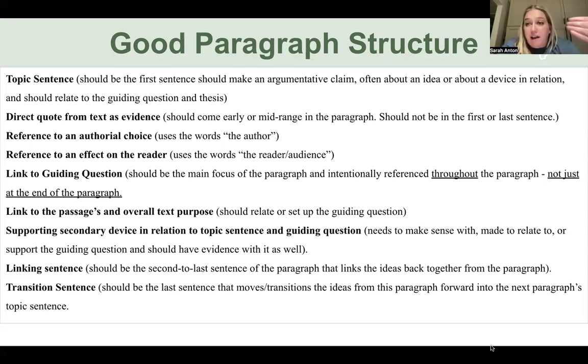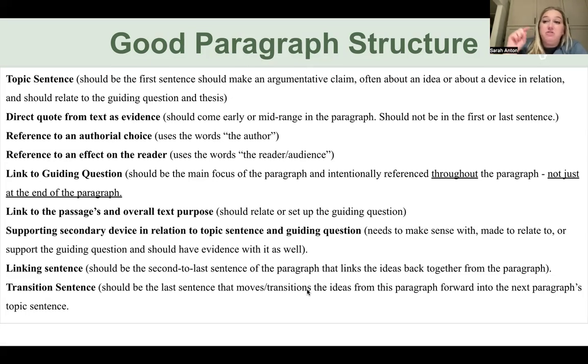So my body paragraph is going to be, in that case, all about the humorous diction. Okay. So my topic sentence, I'm going to make that claim about the humorous diction. Then I'm going to give you an example, see where it says direct quote from text as evidence. Then I'm going to talk about that choice. And then I'm going to talk about the impact as a result of the author making the choice to use this humorous diction, right? Then I'm going to remind my reader with a link to the guiding question of what the heck I'm talking about, and then link it also to the passage's overall purpose.